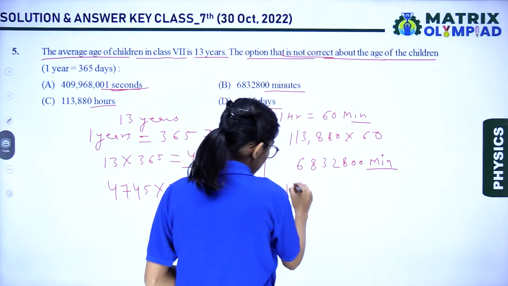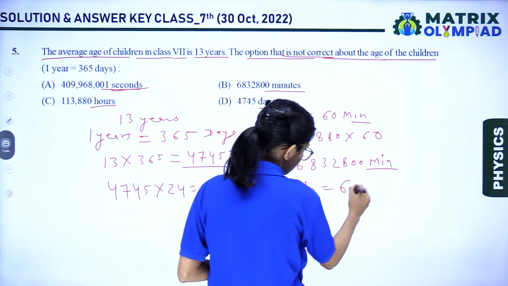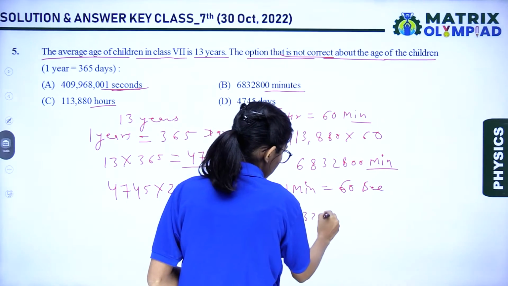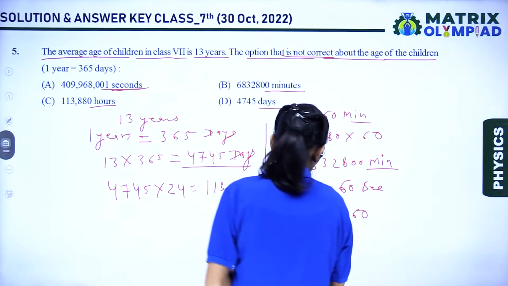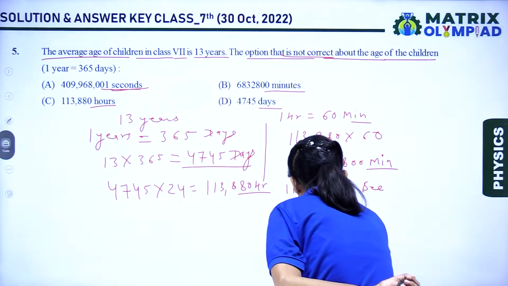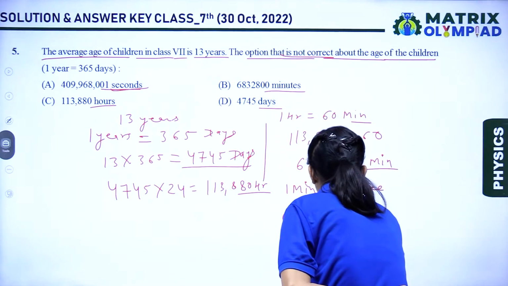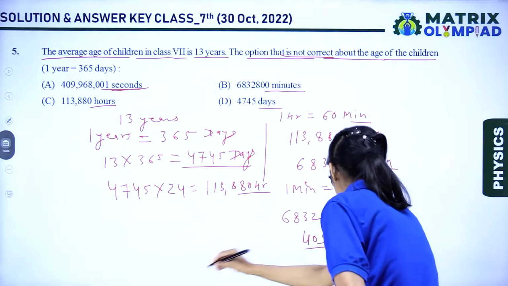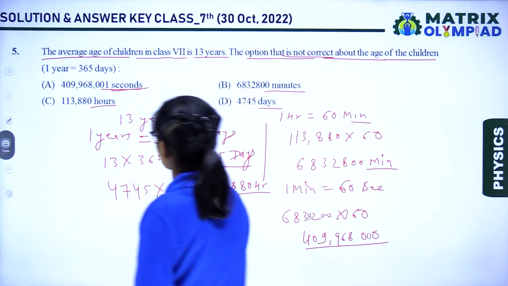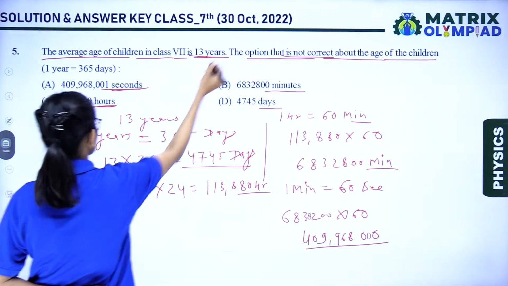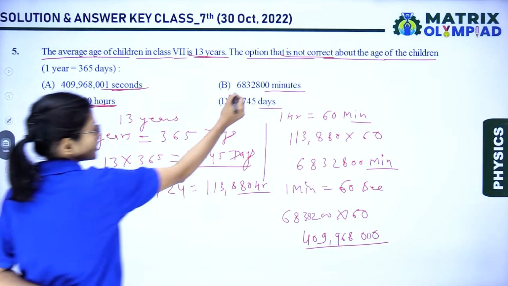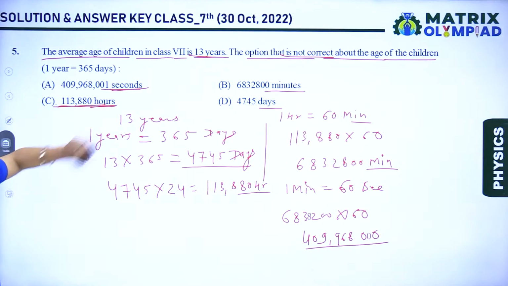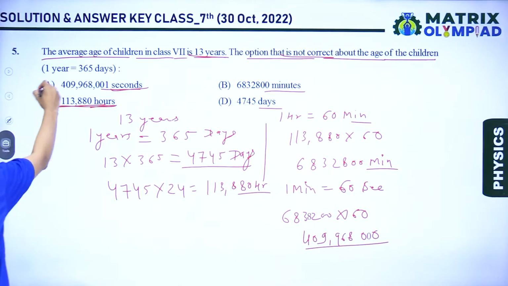Okay. Now convert this value into seconds. Let's see. In 1 minute how many seconds are there? There are 60 seconds. Just multiply this value by 60. Then we get 409,968,00. So which option is not correct? Yes, that 13 years will be in hours. This one is correct. This one is also correct. This one is also correct. Then which one is not correct? That 001 second. So for this question our answer will be option A.